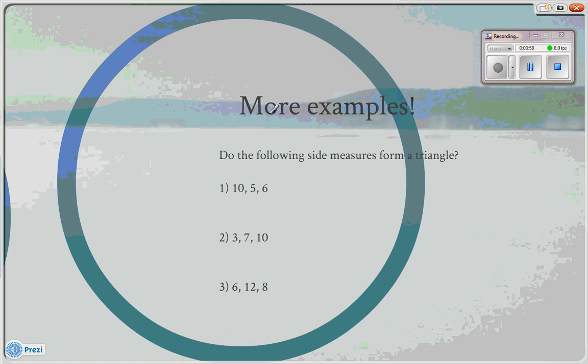Okay, so on the first one, if we look at your two smallest sides, it's 5 and 6. So 5 plus 6, is that greater than 10? Well, that's 11, and 11 is greater than 10, so this is a triangle. Those sides could make a triangle.